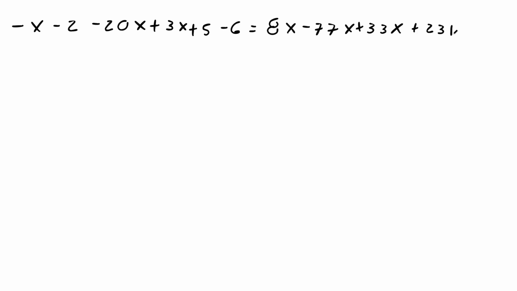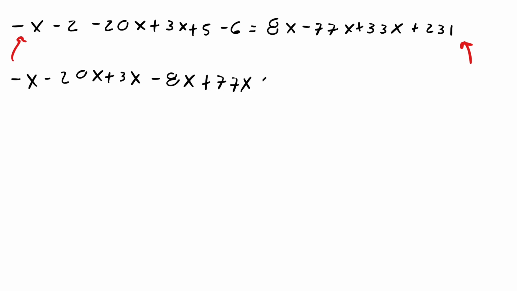So as you can see, we got rid of the x to the power of 2, since we saw that common terms can get cancelled in both sides of the equality. After we have done that, let's start rearranging the terms. Minus x minus 20x plus 3x minus 8x, since the 8 from the other side passes to subtract, plus 77x, since it was subtracting, minus 33x, since it was adding, equal to 2, since it was subtracting, minus 5, since it was adding, plus 6, since it was subtracting, plus 231. That stays the same since it was remaining in the second side of the equality.